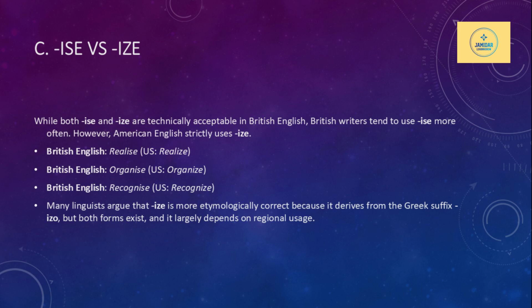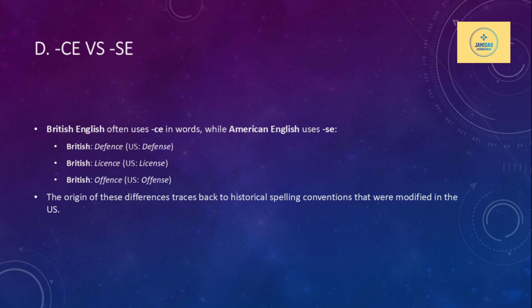While both IZE and ISE are technically acceptable in British English, British writers tend to use ISE more often. However, American English strictly uses IZE. British English often uses CE in words, while American English uses SE. The origin of these differences traces back to historical spelling conventions that were modified in the US.